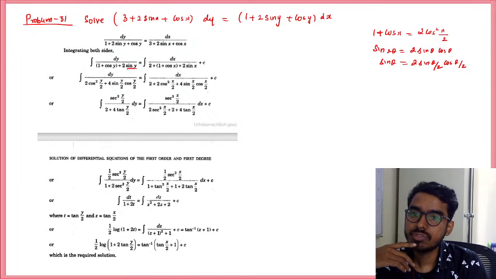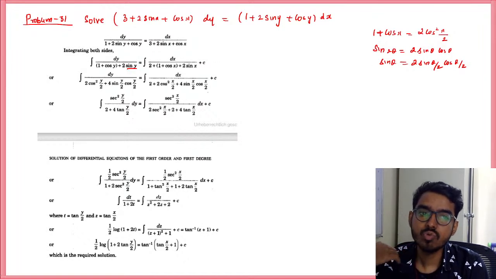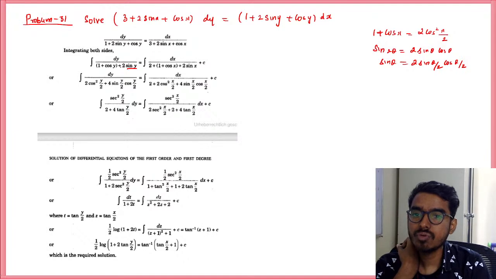So, you just replace sine y to be 2 sine y by 2 cos y by 2. So, 2 will be 4. So, we'll have 4 sine y by 2 cos y by 2. 1 plus cos y is 2 cos square y by 2. And again, they have just written this term as secant square y by 2 by 1 plus 2 by 2 plus 4 tan y by 2.